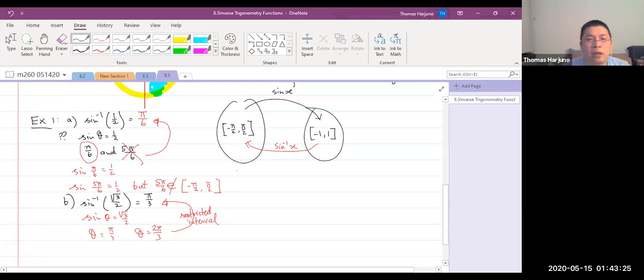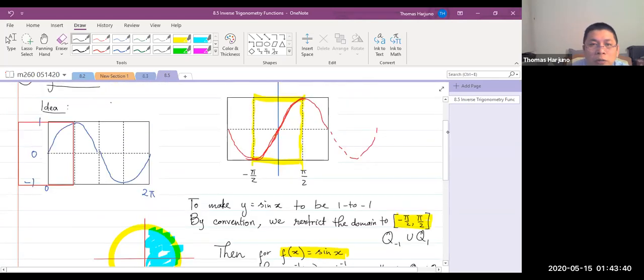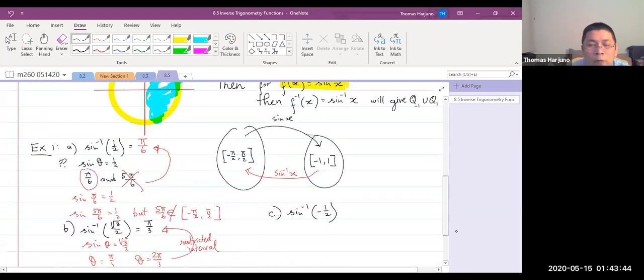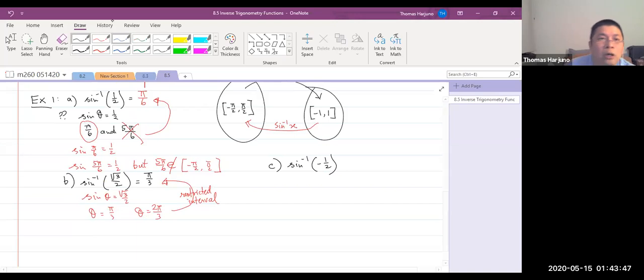Now, what happens if the value inside is negative? Let's say sine inverse of negative 1/2. Now, this is the benefit of the choice that we used earlier. The reason they chose this, I believe, one of the reasons is they want to take advantage of the fact that sine is an odd function. Therefore, sine inverse is also an odd function.